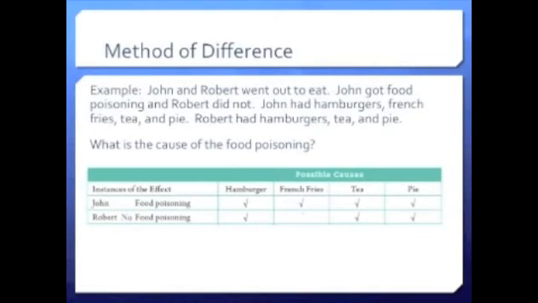So you can see with our example, since John had hamburgers, french fries, tea, and pie, and he got food poisoning, this tells us that hamburgers, french fries, tea, and pie were all present during the occurrence of the effect. So we place a check in the cells where the columns for these items intersect with the row for John's case. Also, we can see that for the row that represents Robert's case, we only have the cells that intersect with hamburger, tea, and pie checked. This is because, according to the information we have, Robert only had these 3 items.